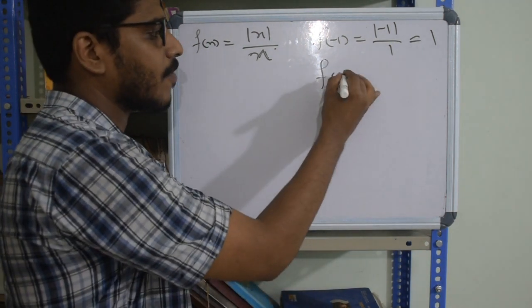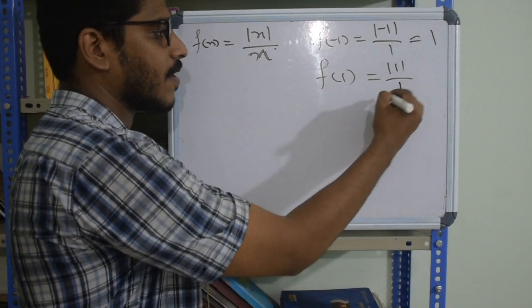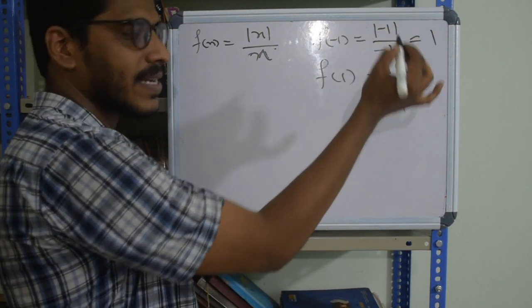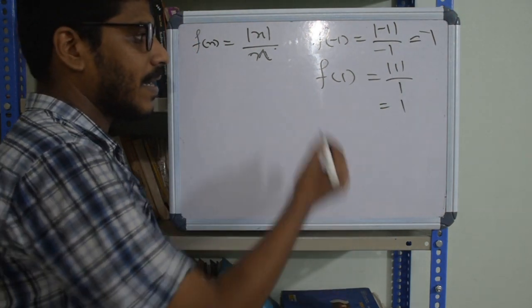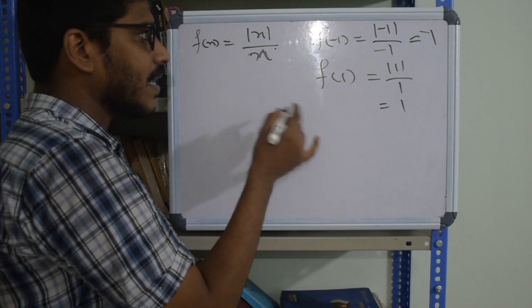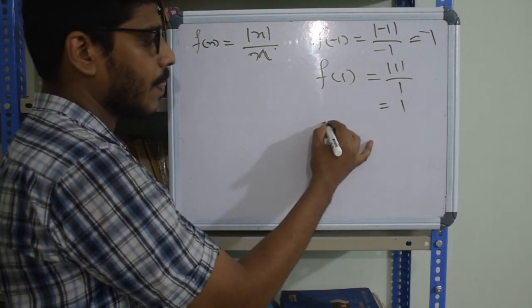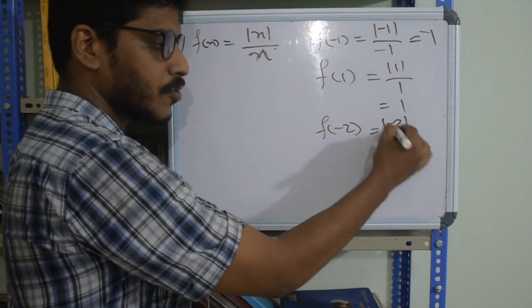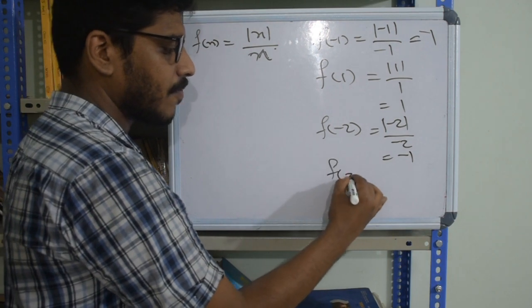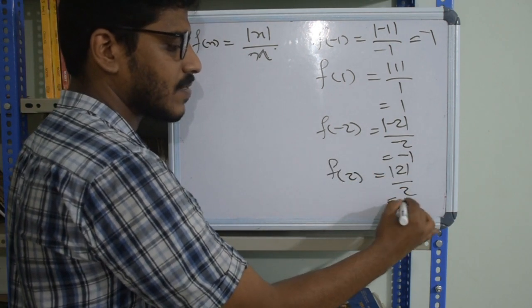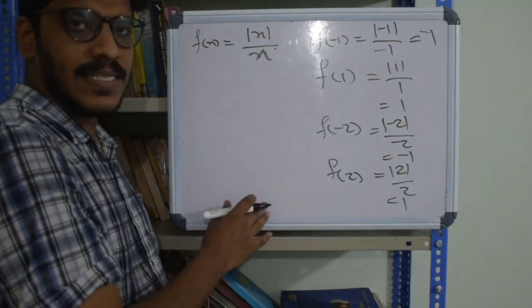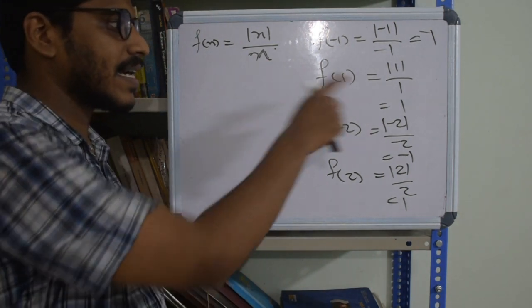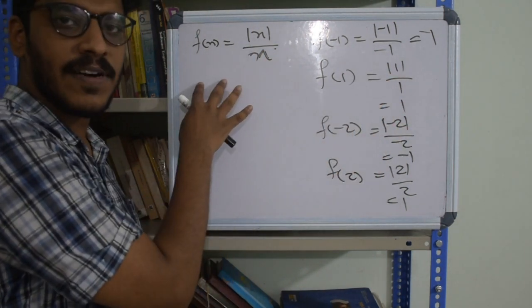So what is f of 1? Mod 1 by 1, which is 1. And we made a mistake here. F of minus 1 is mod minus 1 by minus 1, which is minus 1. And f of 1 is 1 by 1. Similarly, what is f of minus 2? F of minus 2 is mod minus 2 by minus 2, which is 2 by minus 2, which will be minus 1. And f of 2 is mod 2 by 2, which is 1. So if you generalize this, the value of this function for every negative number is negative 1, and for every positive number the function takes the value 1.